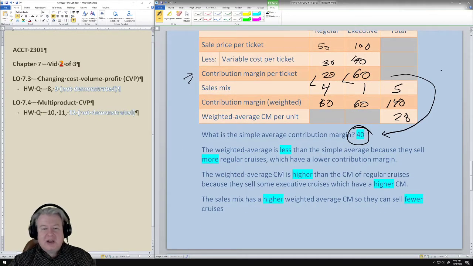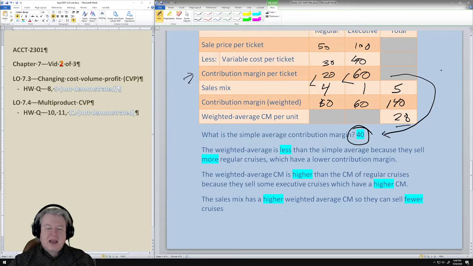And there's a couple of little questions about that. The weighted average is less than the simple average, right? 28 is less than 40 because you sell more of the regular ones. You sell more of the 20s than the 60s, so it's not exactly in the middle. The weighted average CM is higher than the CM of the regular cruises. Well, that makes sense, because we're not just selling the 20s, we're selling a couple 60s. For every 4 20s, we're selling 160. So the average is going to be pulled up higher than the 20.